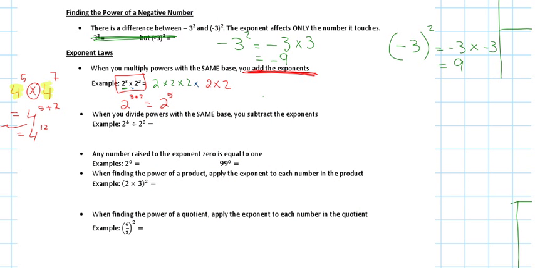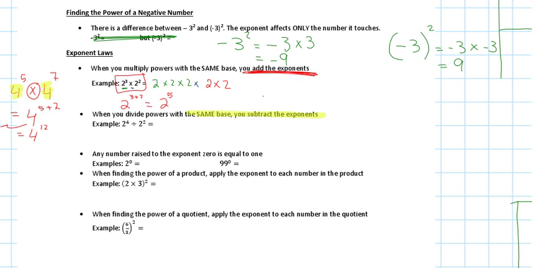Now, let's look at what happens if I'm dividing. So we looked at what happens if I'm multiplying. If I'm multiplying, I add my exponent. If I'm dividing and I have the same base, I'm going to subtract the exponent. That's what the rule says. But let's look at why that is true.